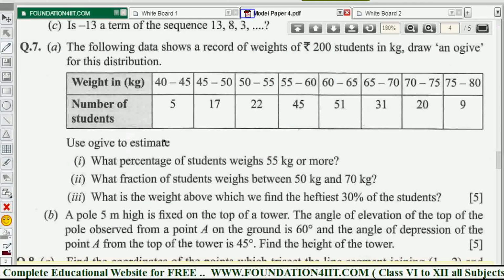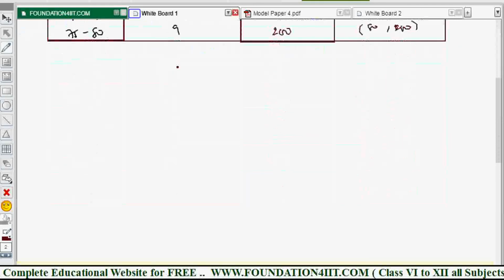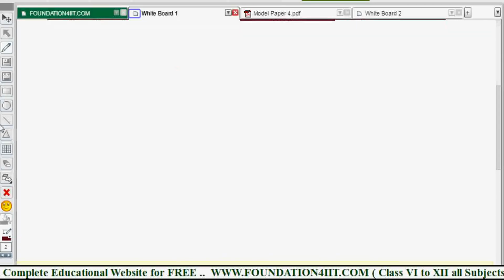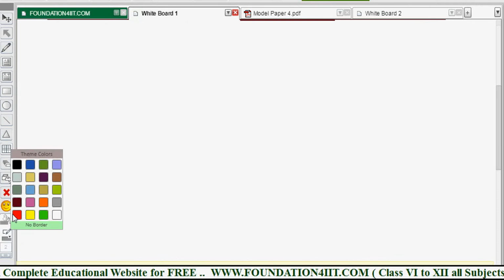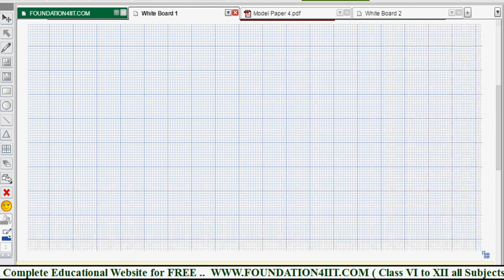Using the ogive curve, you can find what percent of students have weight 55 kg or more. Let us find these solutions by taking the graph first. The points only need to be plotted on the graph. Let me take the graph paper.